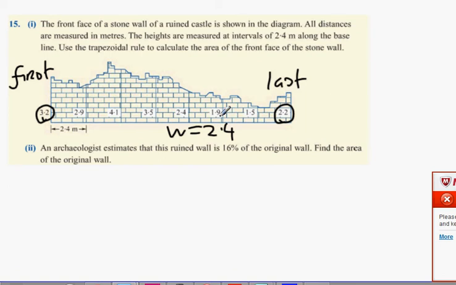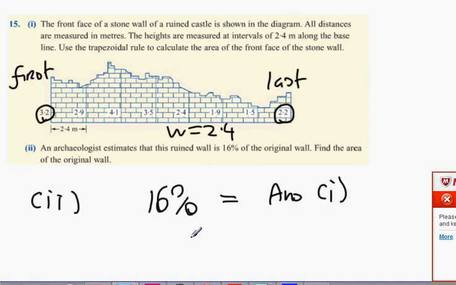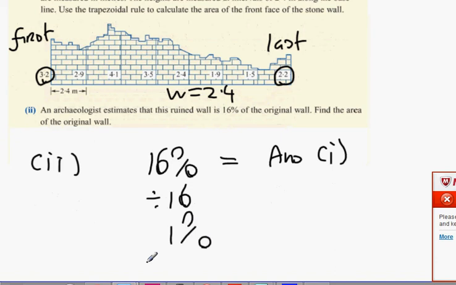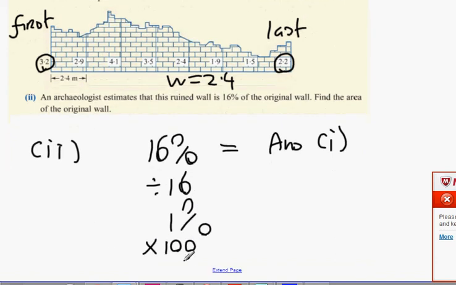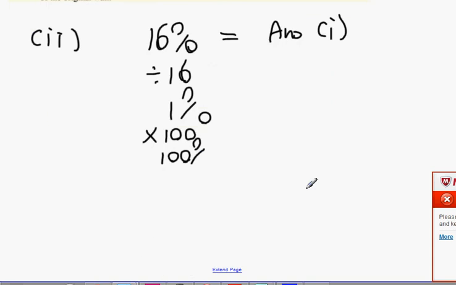Everybody will get that. Now, the trick is part 2. In part 2, what it basically says is, archaeologists estimate that the answer of part 1 is 16% of the original wall. Find the area of the original wall. So if we write down 16% equals answer of part 1, how do you turn 16% into 100%? If you divide by 16, you get 1%, and then if you multiply by 100, you get 100%. Long story short, divide by 16, multiply by 100, and you get your answer.